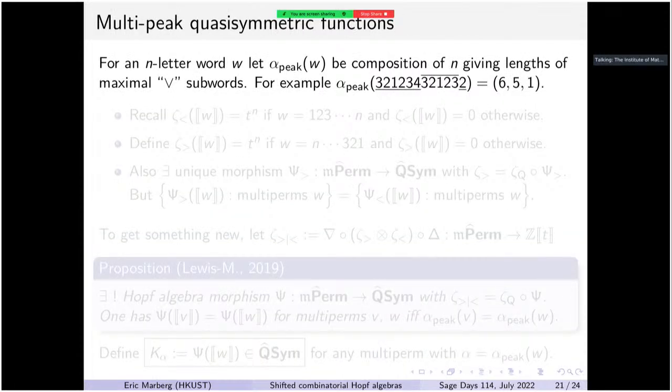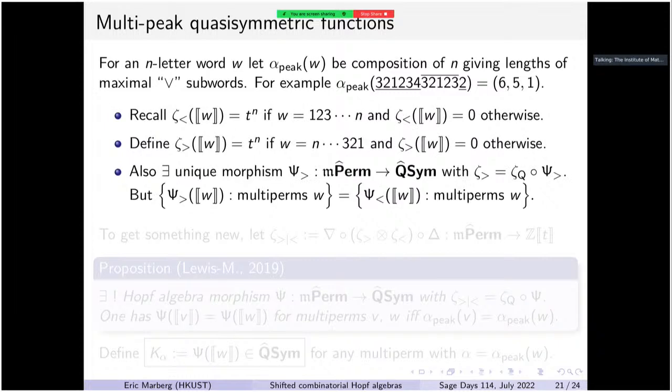Okay, so how do we get these multi-peak quasi-symmetric functions? So first, for an n-letter word, we're going to have this new composition which gives the lengths of the maximal V subwords. So in this example, you have 3, 2, 1, 2, 3, 4. That's of length 6. And then you have 3, 2, 1, 2, 3. That's of length 5. And then the rest is just 2, and that gives you a length 1.